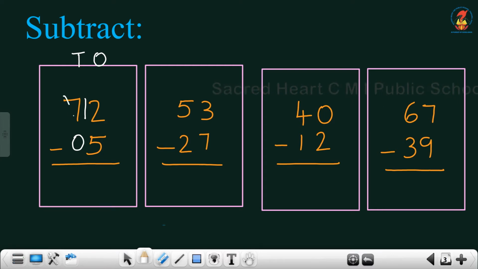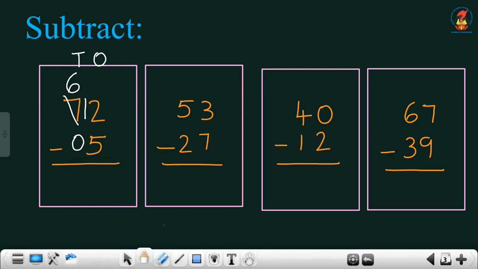Okay. Now what about this 7? We want to cut the 7. 7 is sharing one number. So 7 becomes 6. I told you, just cut and write the just before number. Okay. Now look. Ones place, 12 is up, 5 is down. It's okay now. Now we can subtract.